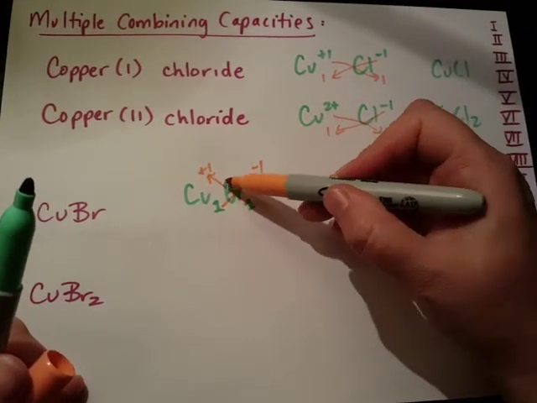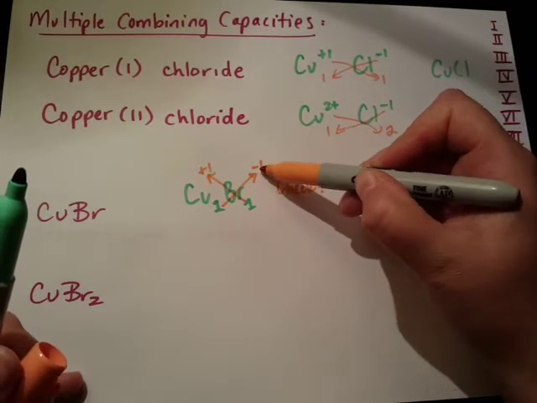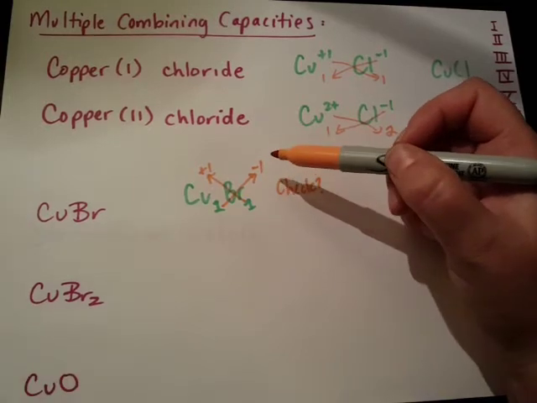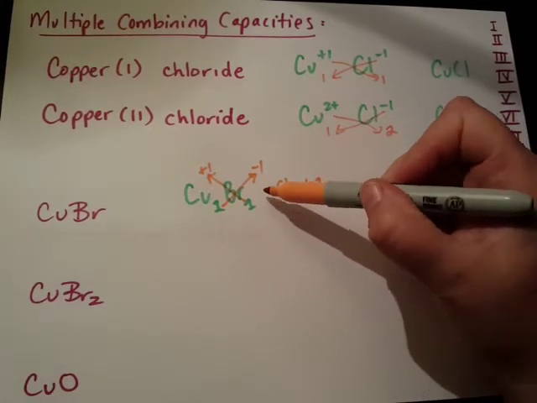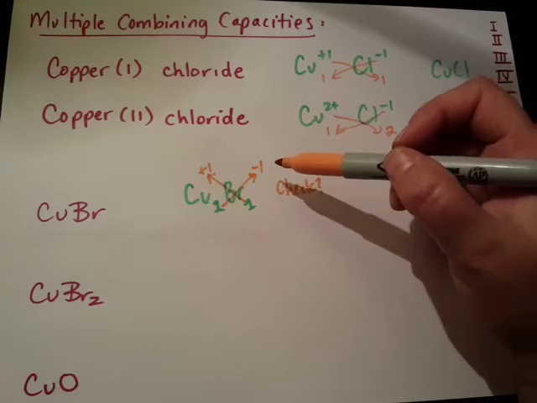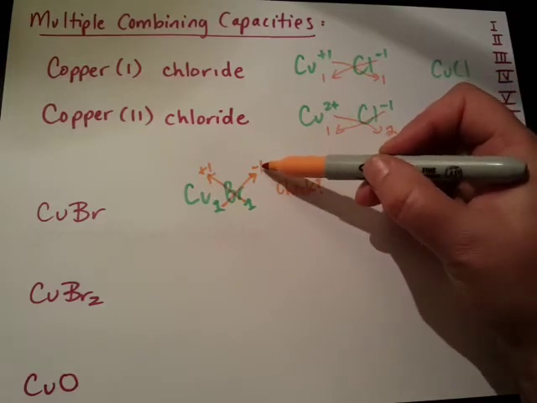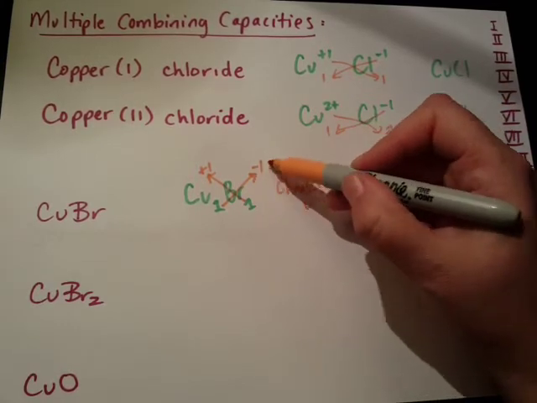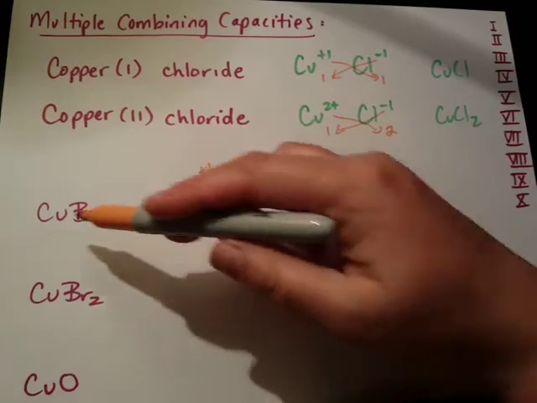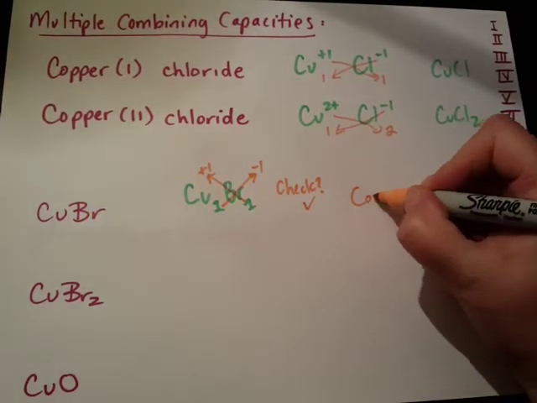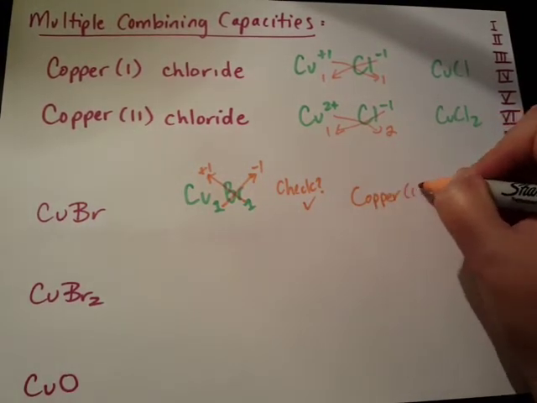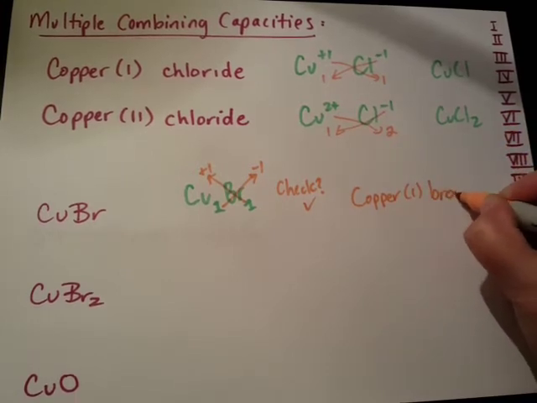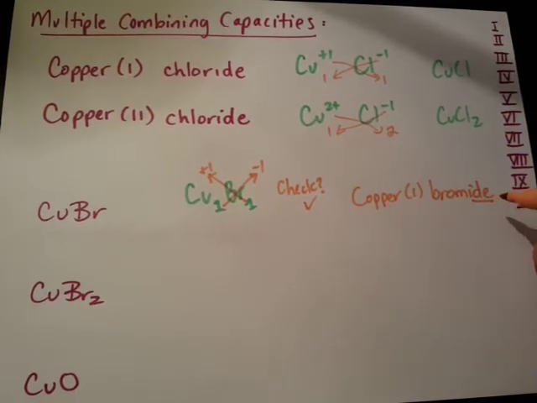What we're checking is, is bromine actually -1? So we go to our periodic table, we see it in group 7. It's far on the right-hand side. Group 7, they are all charged with -1. So this is good. If this is good, then this must be correct. The full name of this compound will be copper 1 bromide. So it's not bromine, we're changing the ending to "ide."